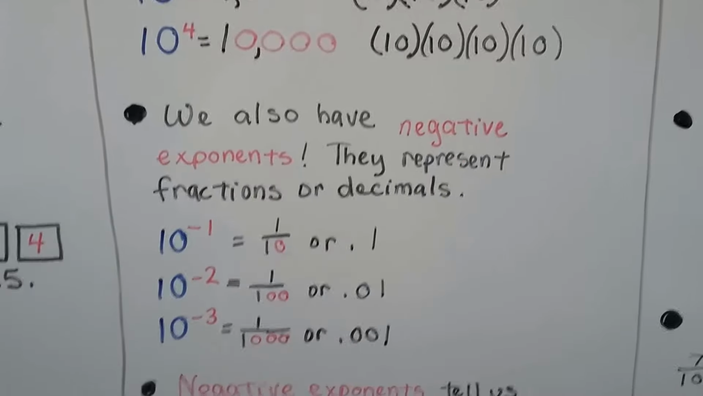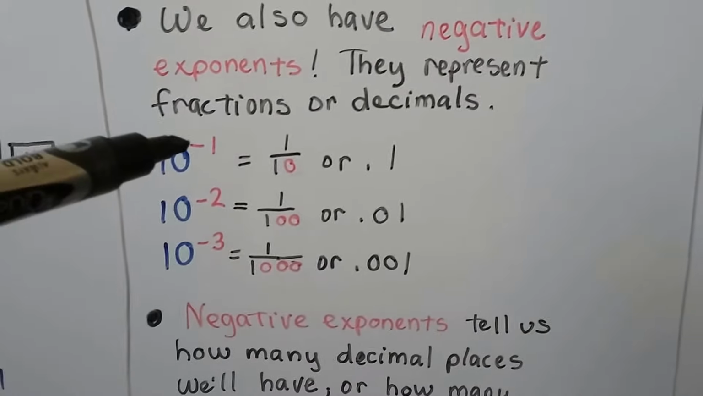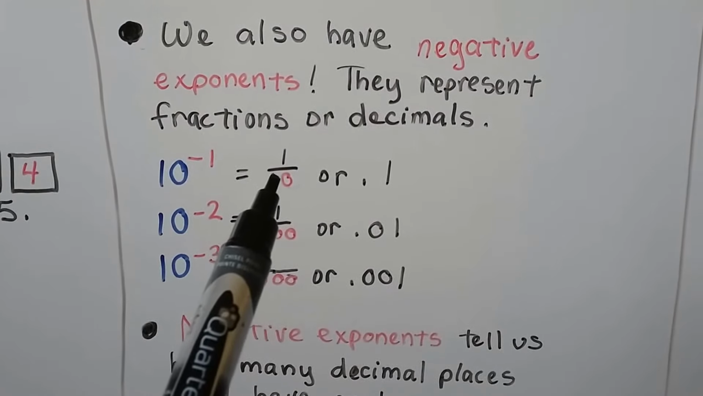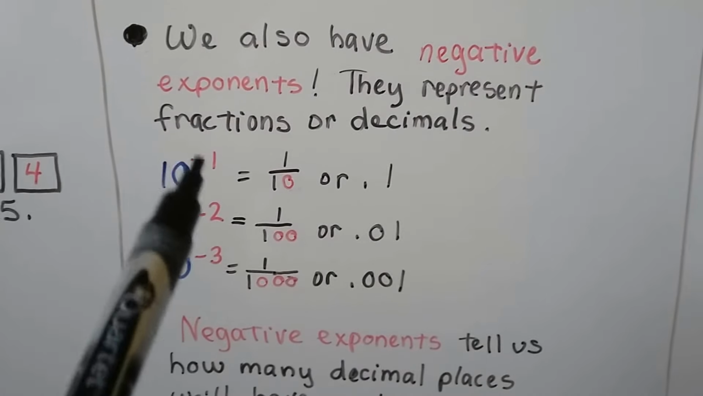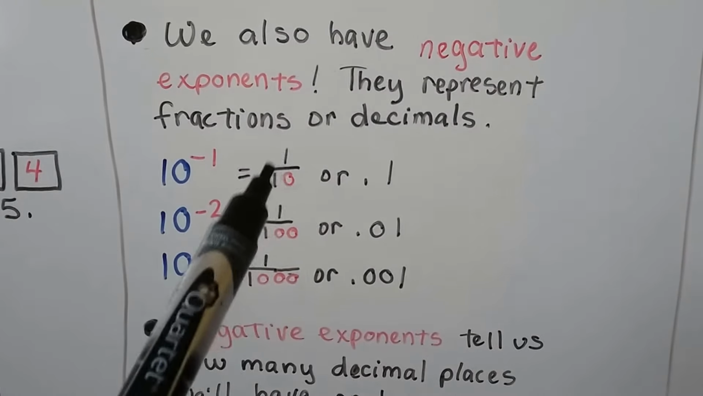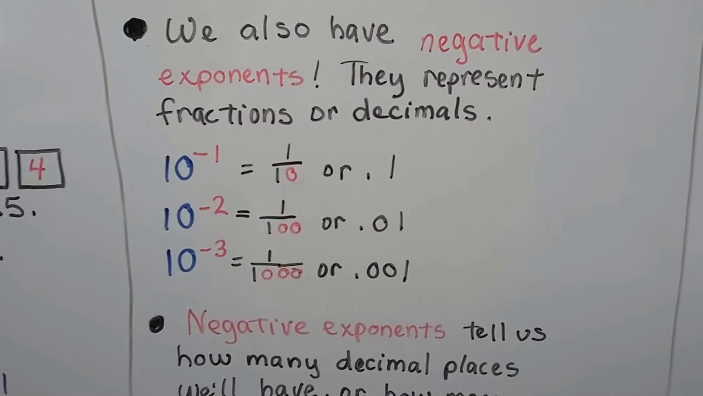We also have negative exponents. They represent fractions or decimals. 10 to the negative first power actually means 1/10. If you have 10 to the negative first power and you're trying to do math and you want it to be a positive exponent, you could just write 1/10 or 0.1, and now it's a positive number.